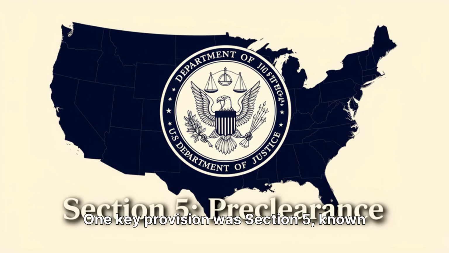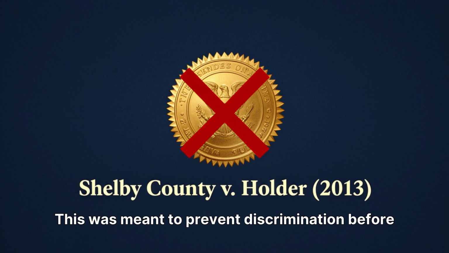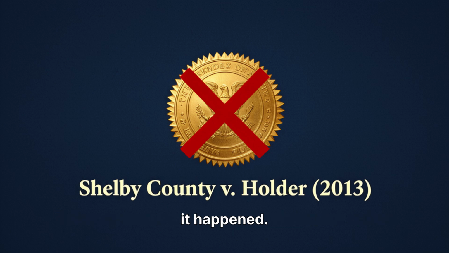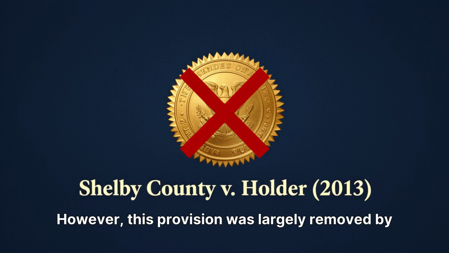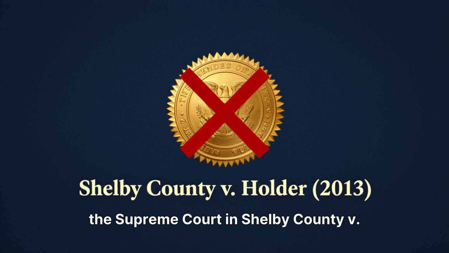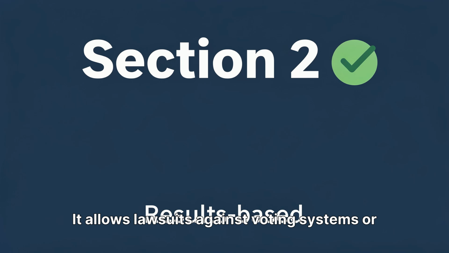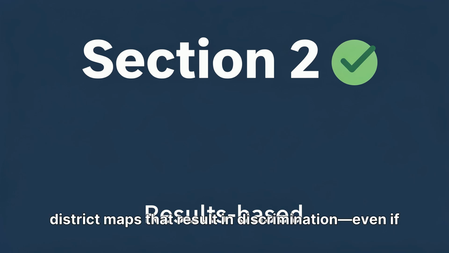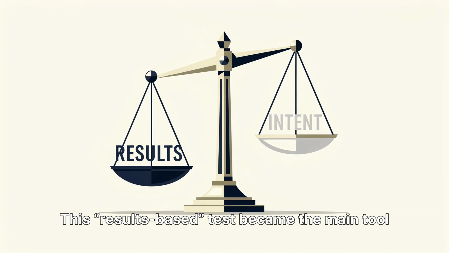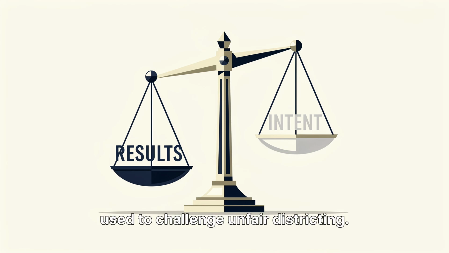One key provision was Section 5, known as pre-clearance. Certain states had to get federal approval before making any changes to their voting laws. This was meant to prevent discrimination before it happened. However, this provision was largely removed by the Supreme Court in Shelby County versus Holder. Another key provision, Section 2, is still active today. It allows lawsuits against voting systems or district maps that result in discrimination, even if there is no clear proof of intent. This results-based test became the main tool used to challenge unfair districting.